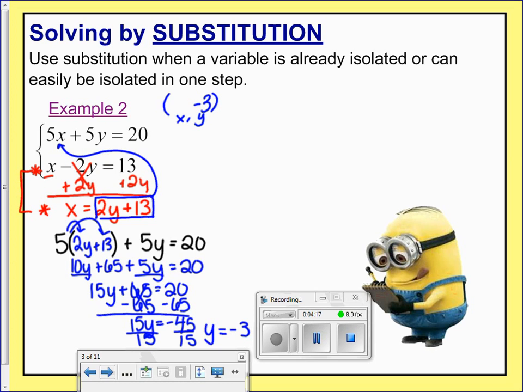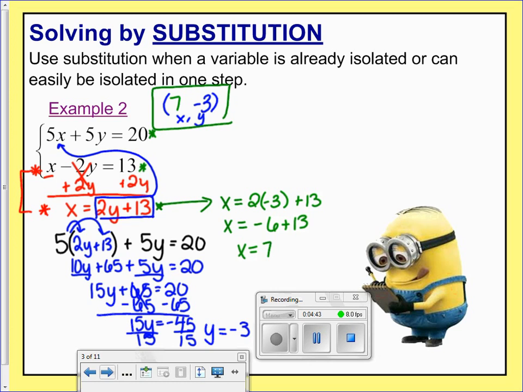To find the x value, I can plug into this equation, or this equation, and I always choose the one that I have boxed. x equals 2y plus 13. Well, I know the value of y is negative 3, so 2 times negative 3 plus 13. So x equals negative 6 plus 13, and x equals 7. So my solution is a point of intersection at the point (7, negative 3). Substitution. We use substitution when a variable is already isolated or can easily be isolated in one step.